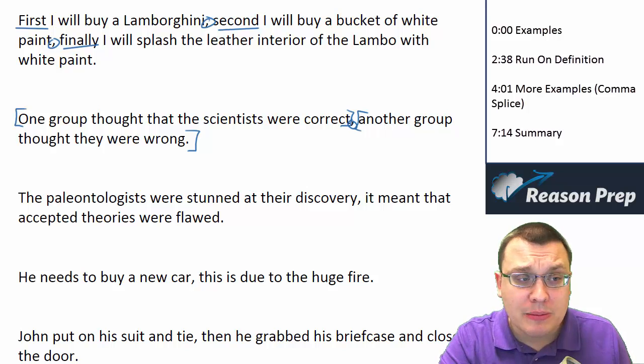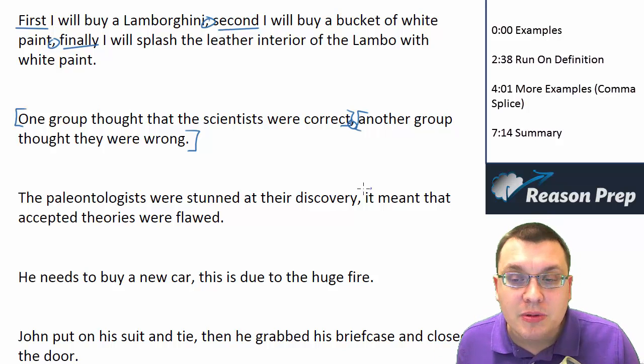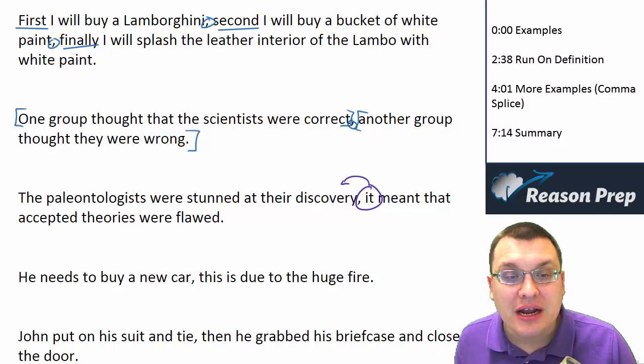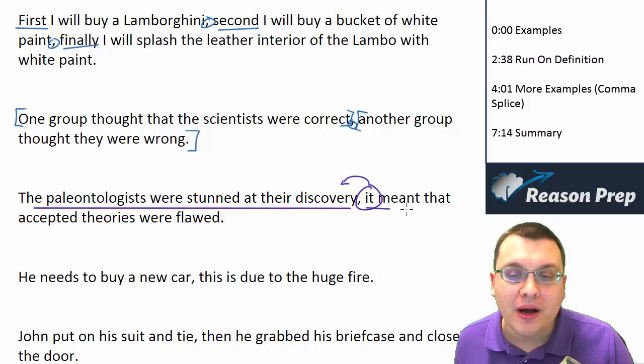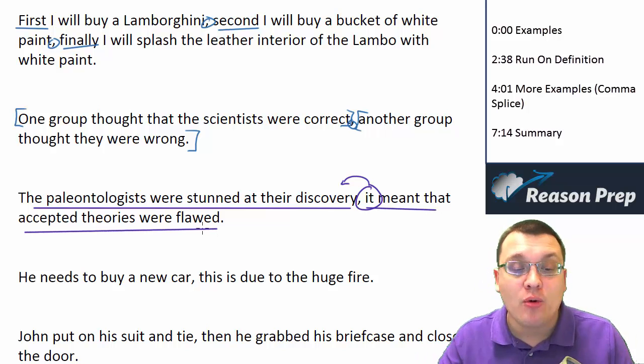This is one that trips people up a lot. The paleontologists were stunned at their discovery. It meant that accepted theories were flawed. Just because this "it" refers right back to the discovery, it seems to connect directly, doesn't mean that we can connect, again, sound like a broken record, but two complete sentences separated with a comma. Just can't do that. You gotta have more.